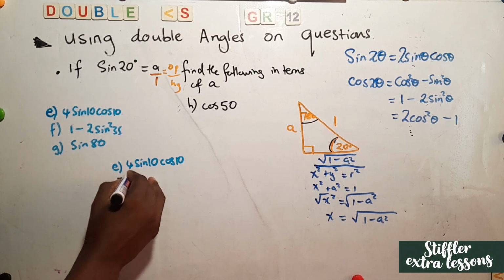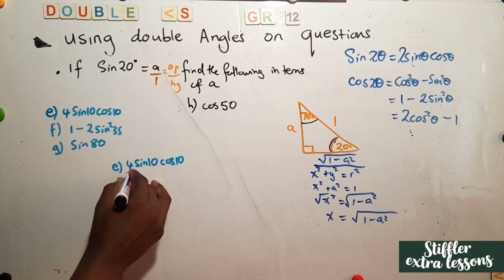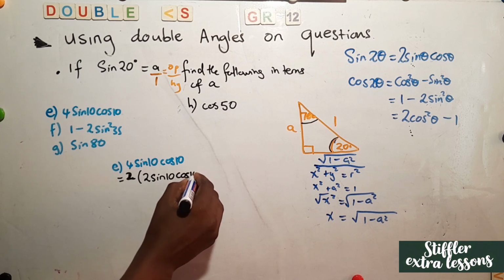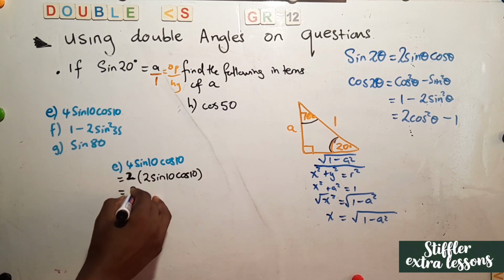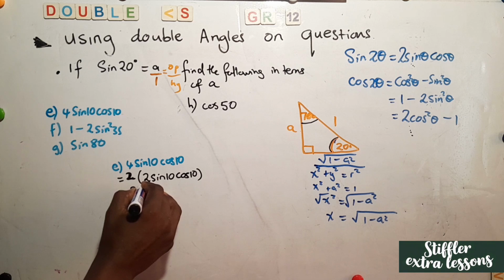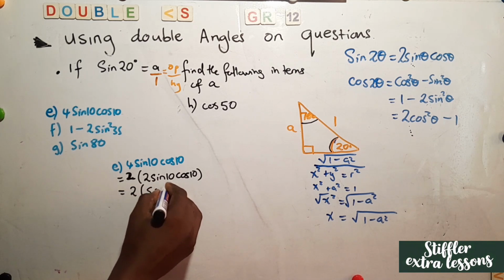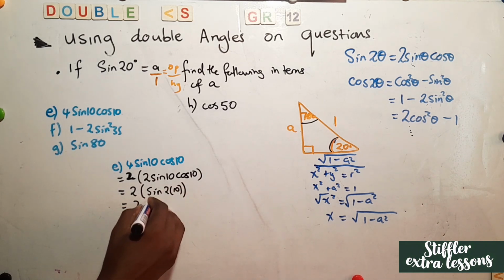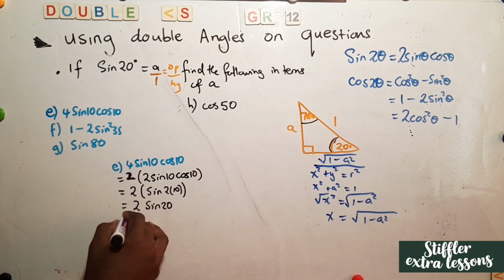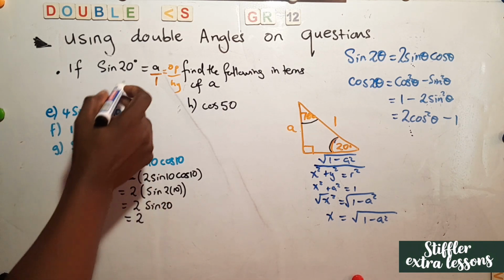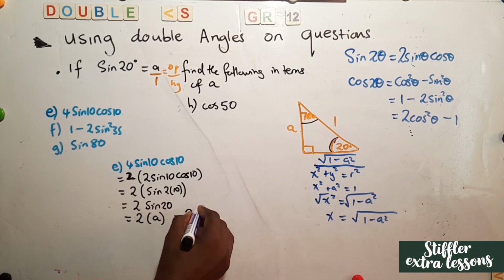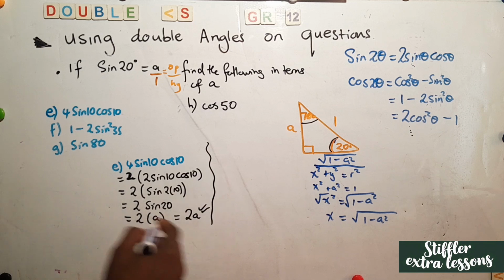So now we can factor out the 2. So if we factor out 2, it will remain as 2 sine 10 cos of 10. So that will make this the same as 2 sine 2 multiplied by 10. So this is equivalent to 2 sine of 20. And sine of 20 already, we saw that sine of 20 is a. So our answer will be 2a, like that.